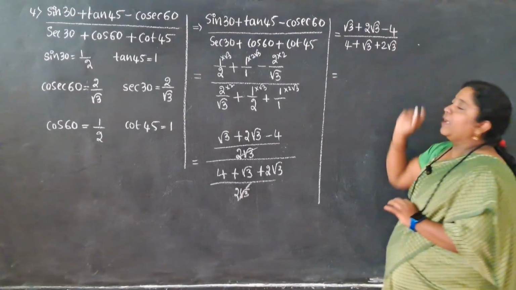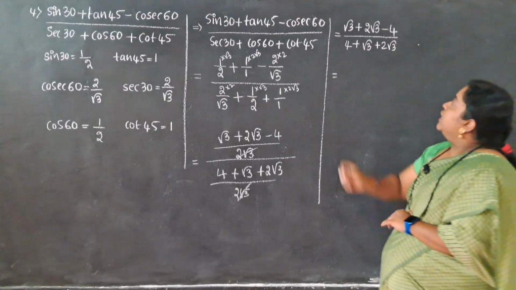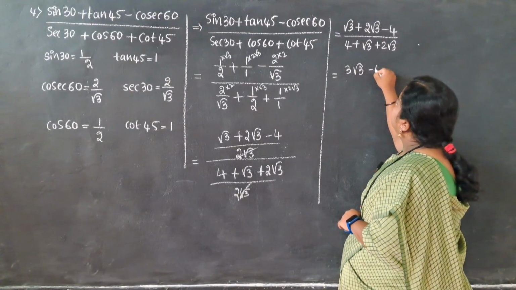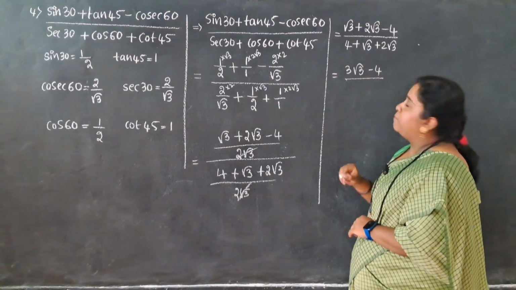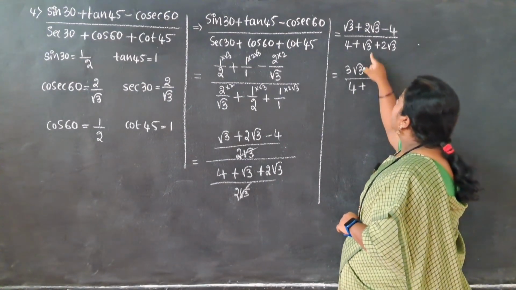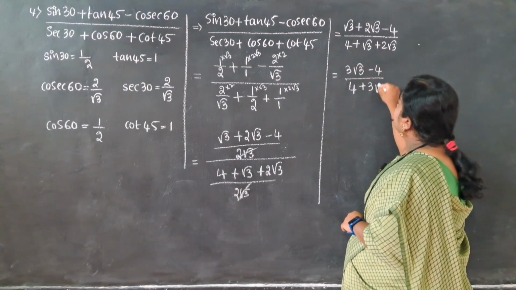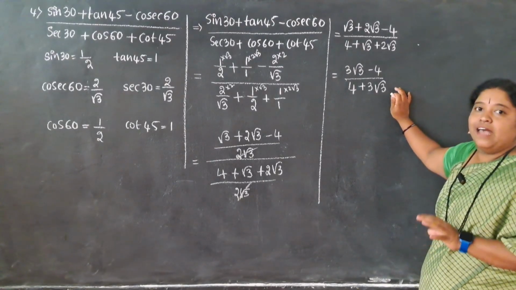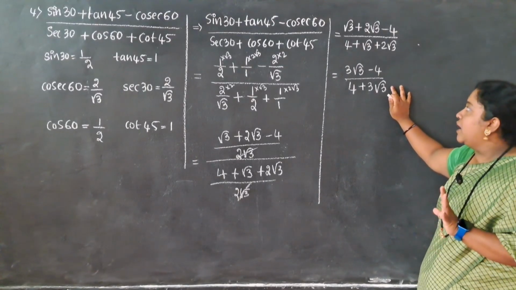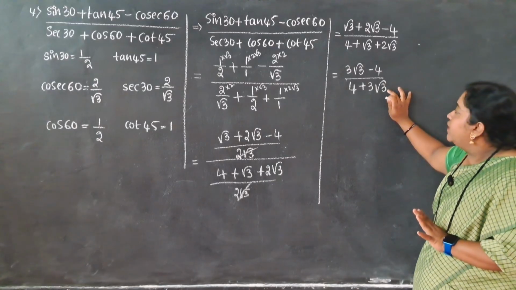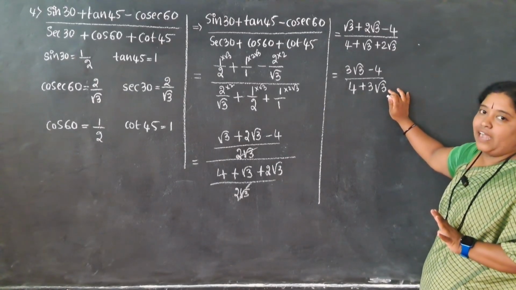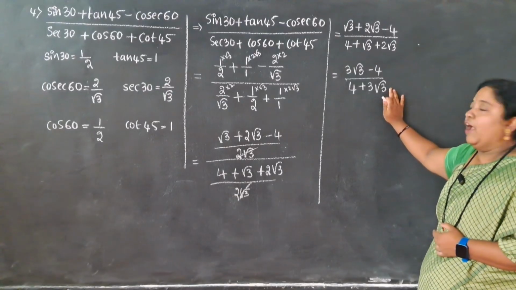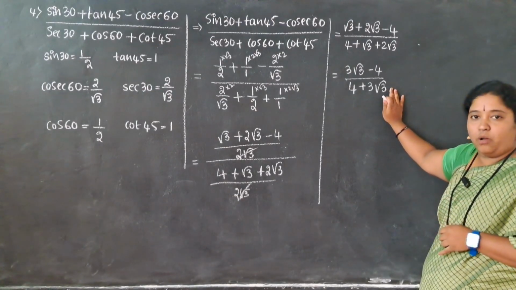Okay, this is the numerator part and this is the denominator part. Here, root 3 plus 2 root 3 will be 3 root 3 minus 4. In the denominator part, 4 plus root 3 plus 2 root 3 will become 4 plus 3 root 3. This is what I got at the end. But dears, I cannot keep the answer like this because the denominator contains an irrational number. So, to simplify it, I have to go for rationalizing the denominator.